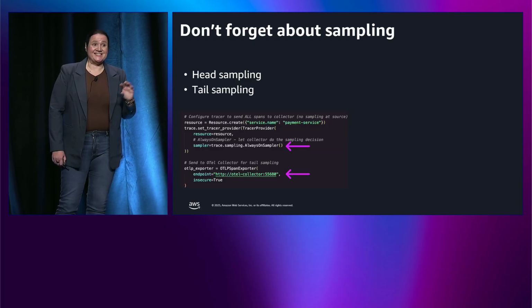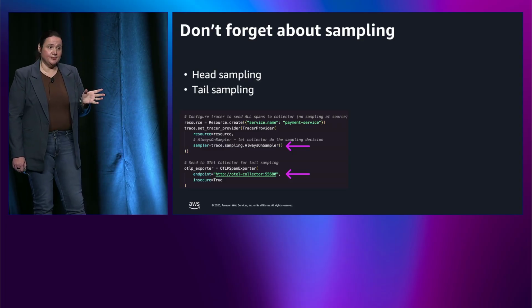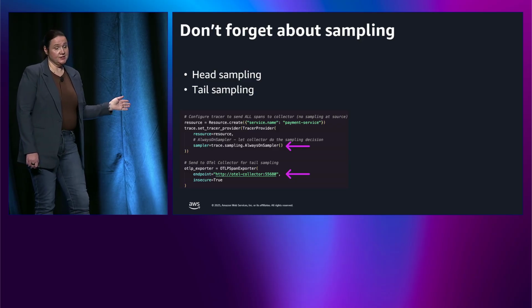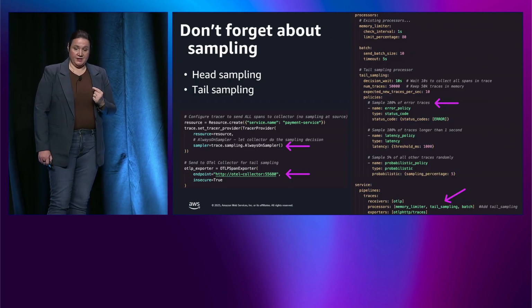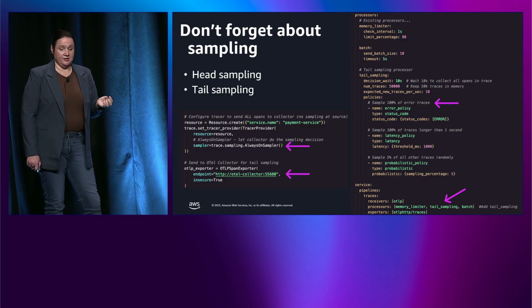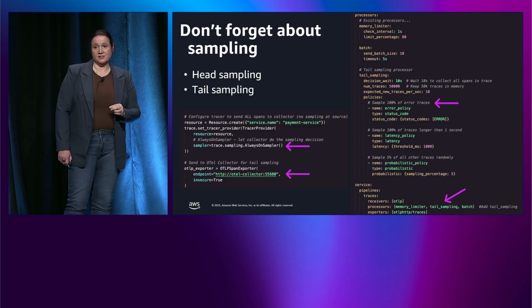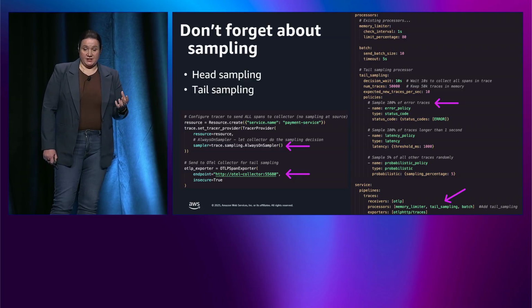Another option for sampling is tail sampling, where you get a bit more control. So with tail sampling, in this example, I am actually telling the code to send all the traces over to my collector. And then here is my hotel collector config. I've added a tail sampling processor, and you can see that in the configuration, I have asked the processor to sample 100% of all traces that have errors, 100% of all traces that last longer than a second, but only 5% of all other traces.